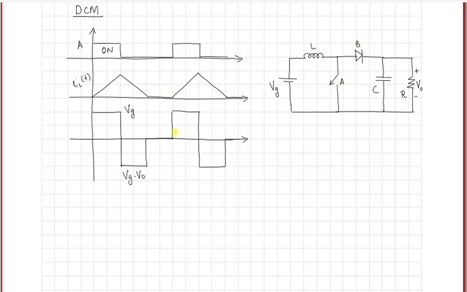Okay. So now we can label the time periods as we did in the previous case. So this duration is dTs, and this duration is d2Ts, and here you have d3Ts. Right? The condition is that d plus d2 plus d3 should be equal to 1.